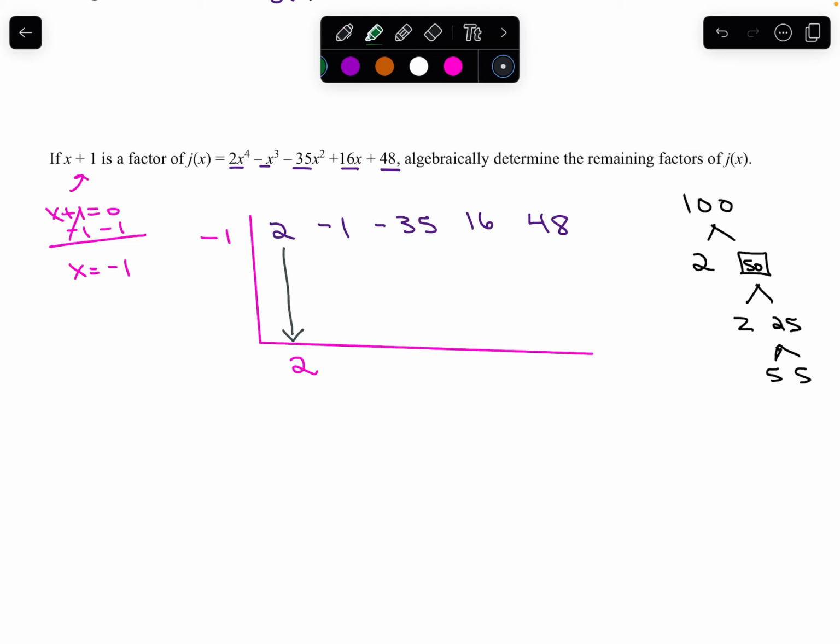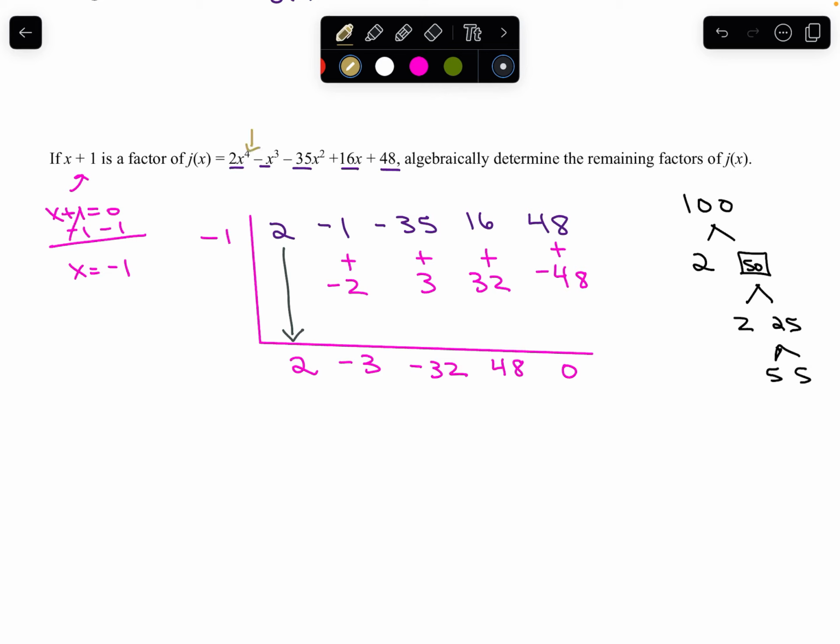Now I'm going to multiply this 2 by -1 to get -2. Then I'm going to add. -1 plus -2 is -3. Now I'm going to multiply the -3 by the -1 to get 3. Now I'm going to add. -35 plus 3 is -32. I'm going to multiply the -32 by -1 to get 32. Now I'm going to add to get 48. Now I'm going to multiply 48 by -1 to get -48. I'm going to add, and I get 0.